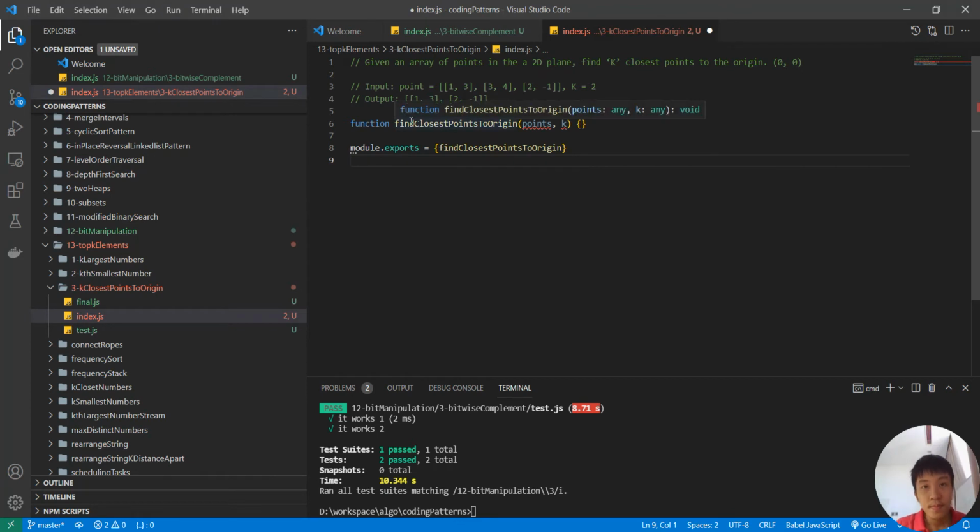So we're given a list of points, right? There are 3 points in this example, and k is 2. So we have to find k closest points to the origin, right? 2 closest points to the origin out of 3 points. So how do we get these 2 points, right?